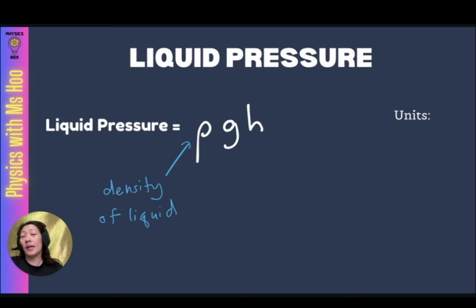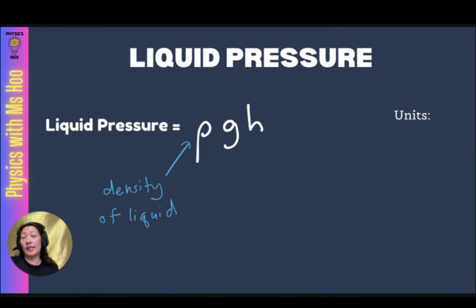For example, if you're calculating the pressure of water, you use the density of water. Please take note, students, that this is rho, not P. A lot of my students like to say, oh, pressure is PGH. P is pressure. This is not P. This is the Greek letter rho, which is normally used as the symbol to represent density.